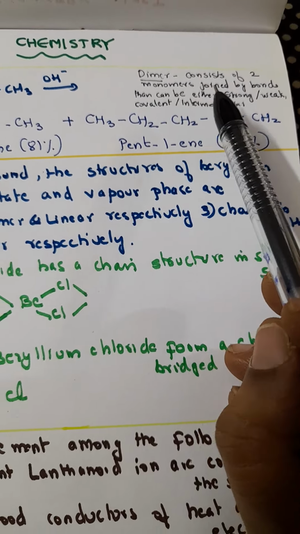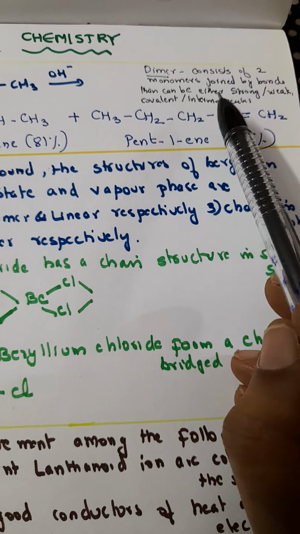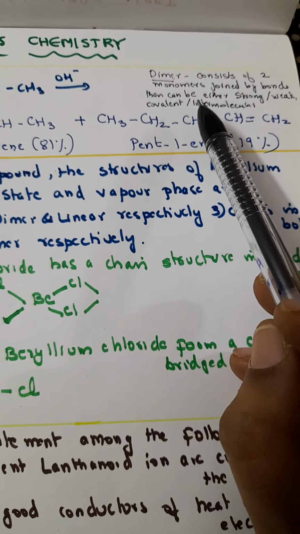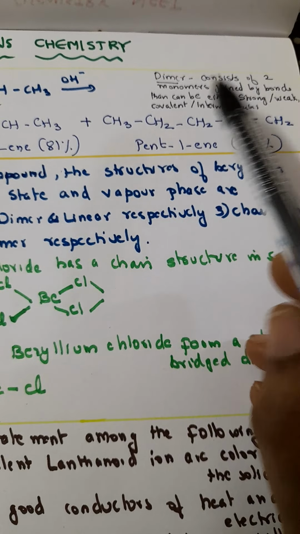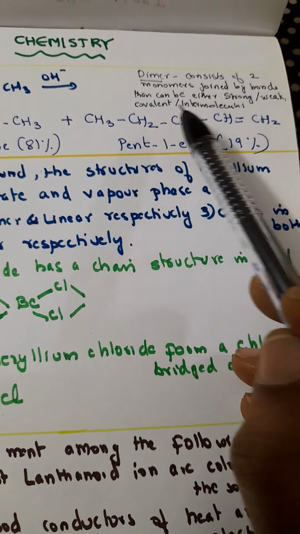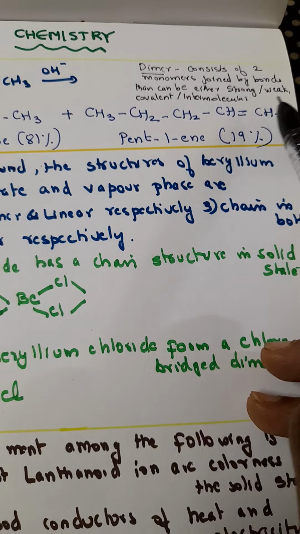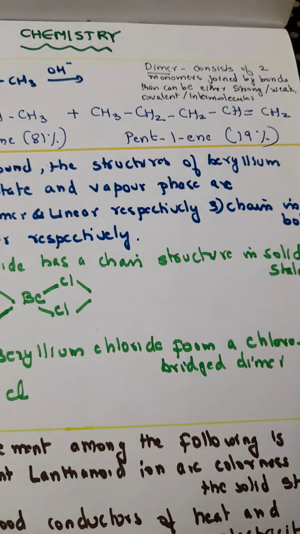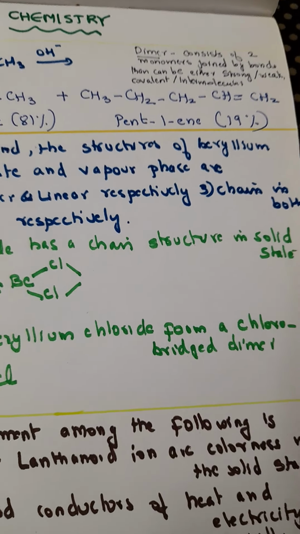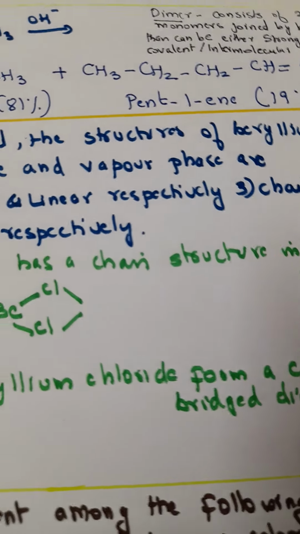A dimer is nothing but a unit that consists of two monomers. Many monomers in a long chain make a polymer, just one is a monomer, joined by bonds which can be either strong or weak, covalent or intermolecular, whatever it is. That is what we call a dimer.